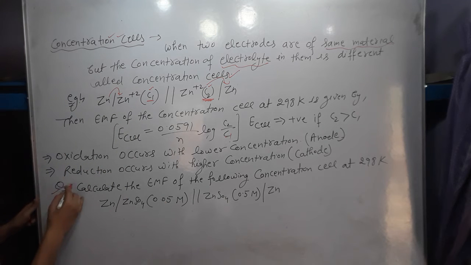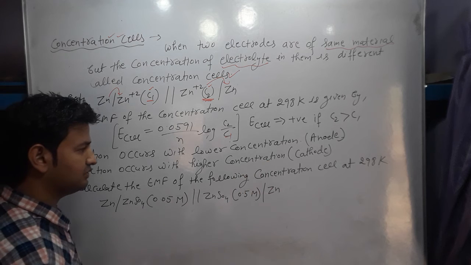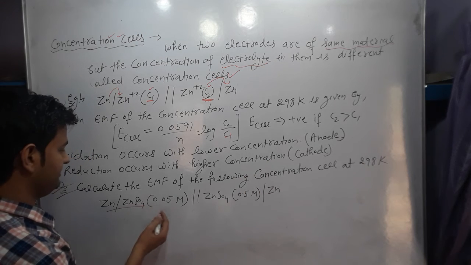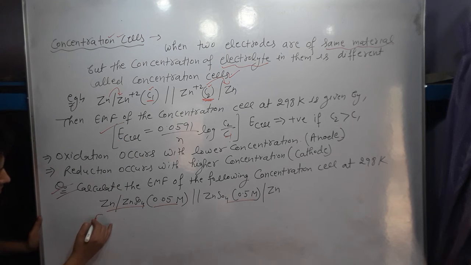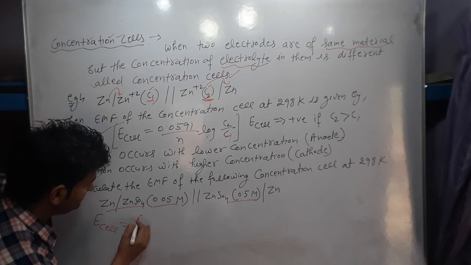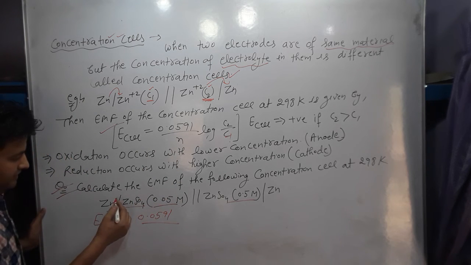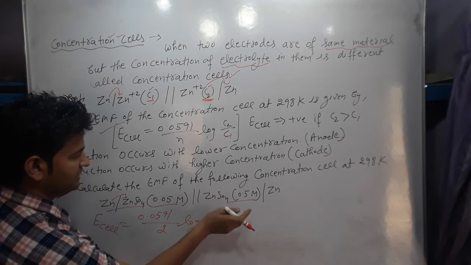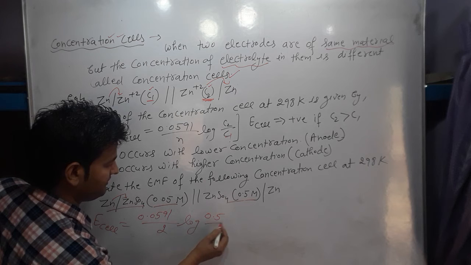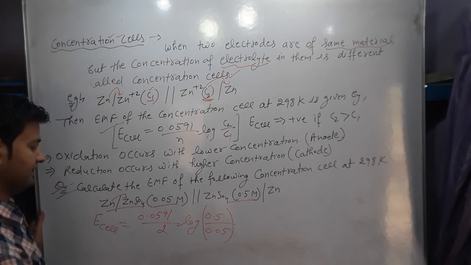Let's take a question. Calculate the EMF of the following concentration cell at 298 Kelvin. The concentrations are given, so we simply put them in this equation. The EMF of the cell will be equal to 0.0591 over n. The value of n for this equation is 2, so it is 2 log of C2 by C1. C2 is 0.5 and C1 is 0.05.